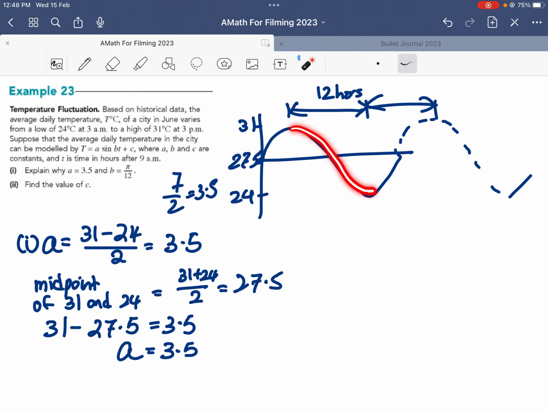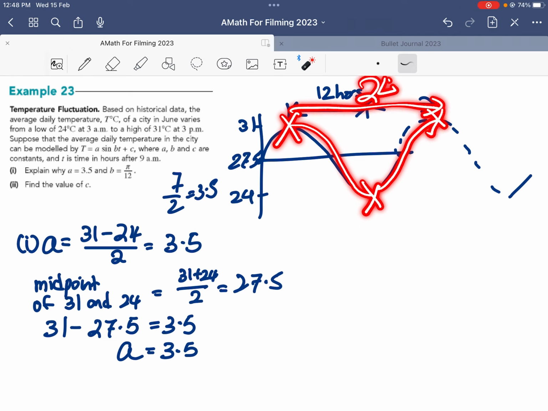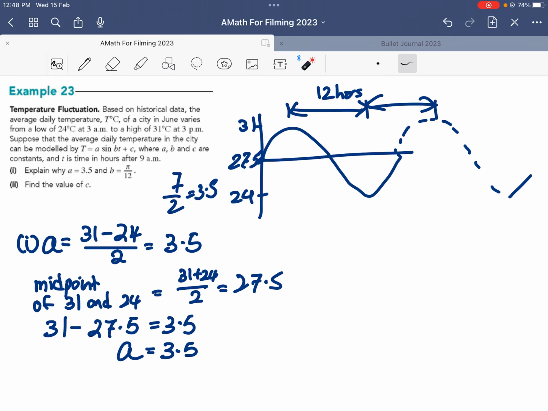But 12 hours is not one complete cycle. One complete cycle is another 12 hours. So here to here is the crest to the trough, the max to the min. That's 12 hours. As I explained earlier, if I want to get to the maximum value again, I have to go from the crest to the crest. So the period itself is 24 hours.